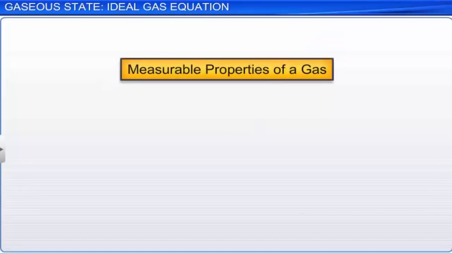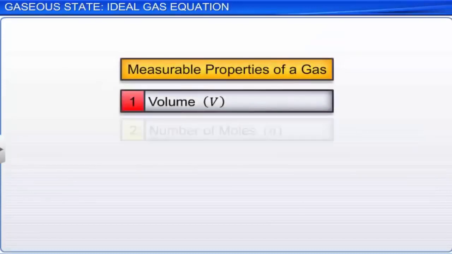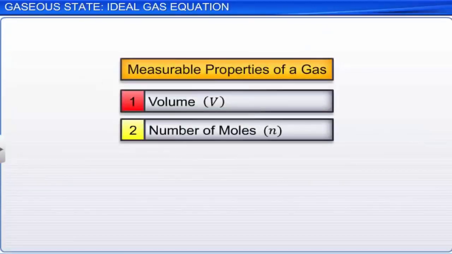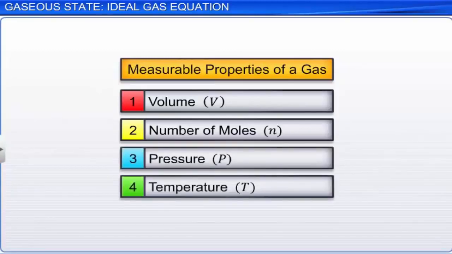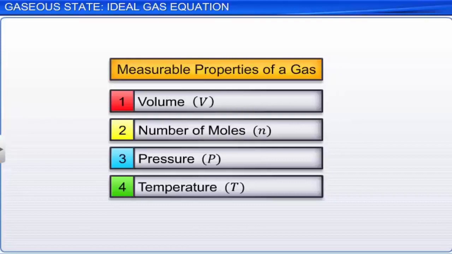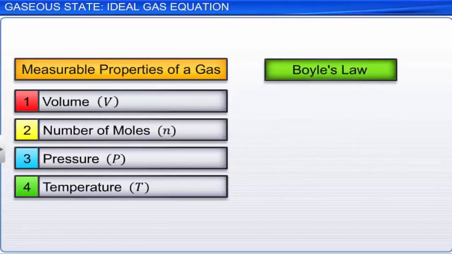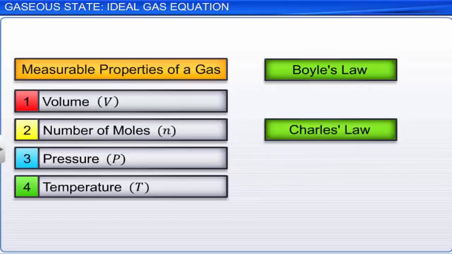We know that volume, the number of moles, pressure, and temperature are the 4 interrelated properties that describe the behavior of gases. The relationship between these properties is described by 3 laws. They are Boyle's law, Charles' law, and Avogadro's law.